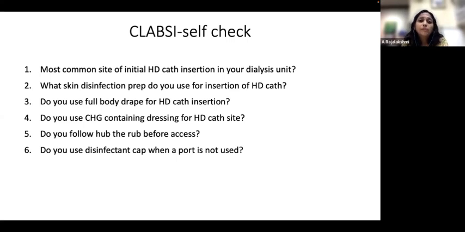Do you follow hub the rub before the access? It is the most important thing that can reduce infection if you look at it critically. Perform hub the rub. Still, if your catheter infection rates are high, you can think about switching to disinfectant caps. Do you use a disinfectant cap on the port when it is not used? This is an additional approach which you can think about if your rate of infection is high.